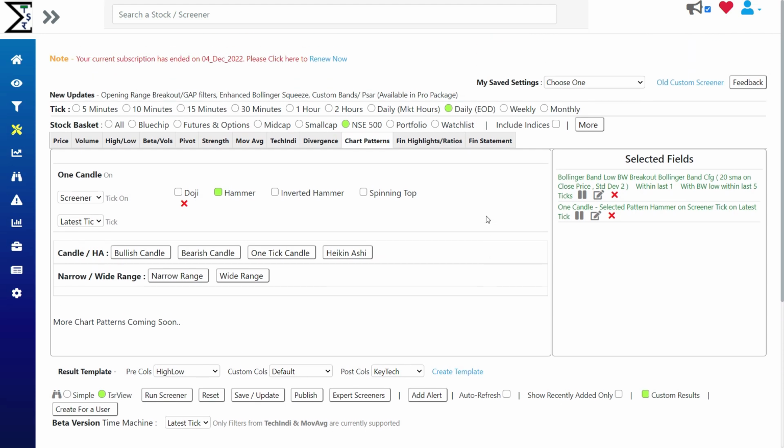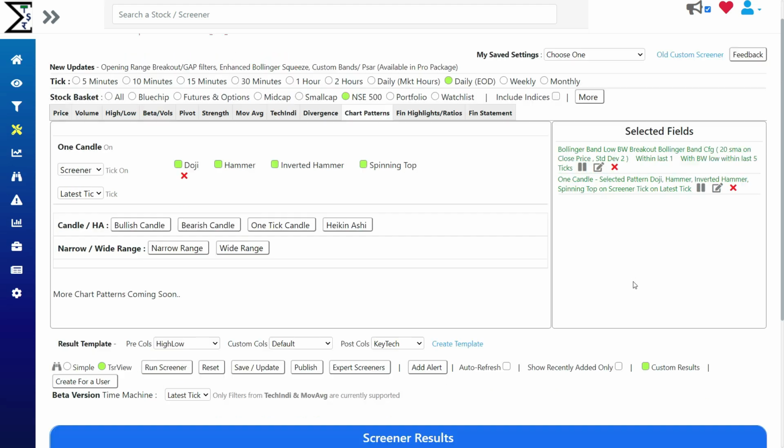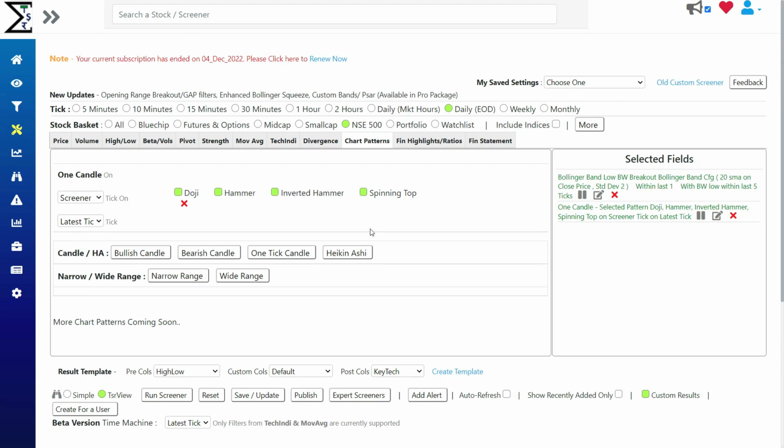It can be a spinning top, or an inverted hammer. Let's add all the four. Hammer or any other pattern. Again, there's nothing out here, so you can find these things. Once you understand what a hammer is, and you understand the Bollinger Band, you can mix and match multiple different indicators in the same screener. Hope that answers your question.